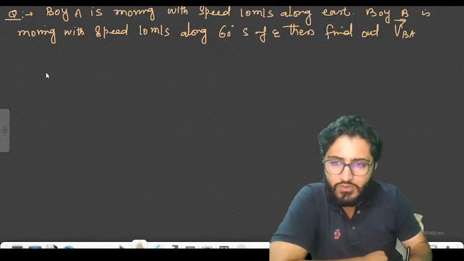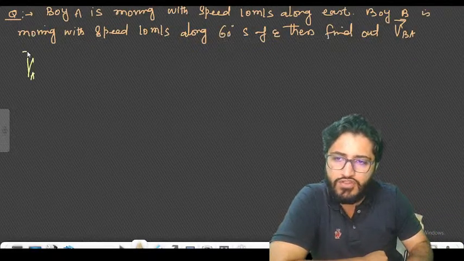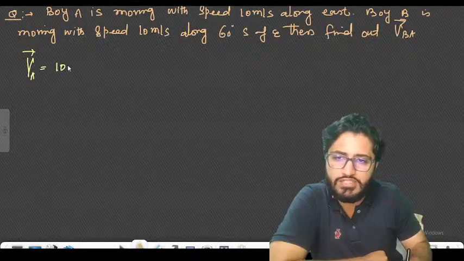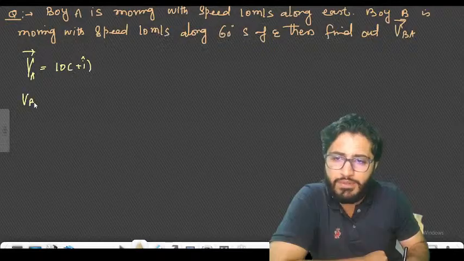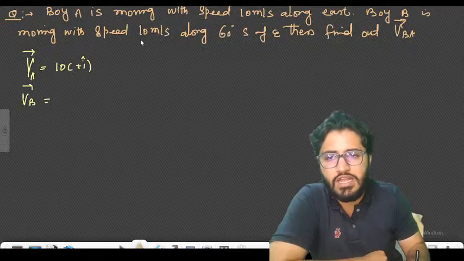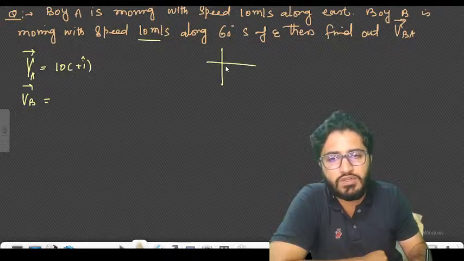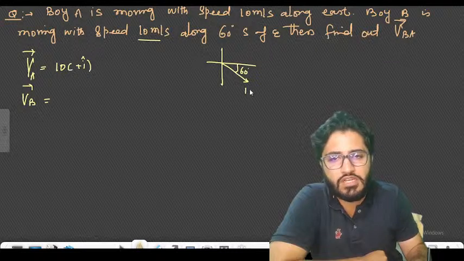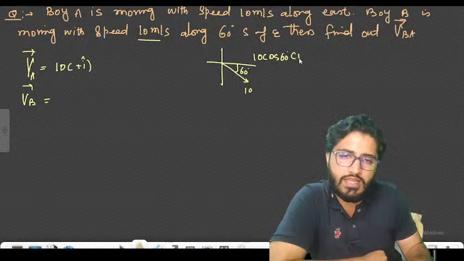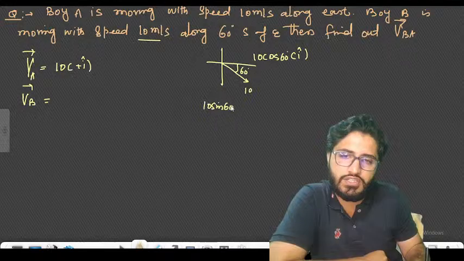So first of all, what is given to us? The velocity of A is given to us and it is equal to 10 east. East is plus i cap. Velocity of B, how much? 10 meters per second, 60 degrees south of east. This could be 10 cos 60 degrees into i cap, and 10 sin 60 degrees in minus j cap.